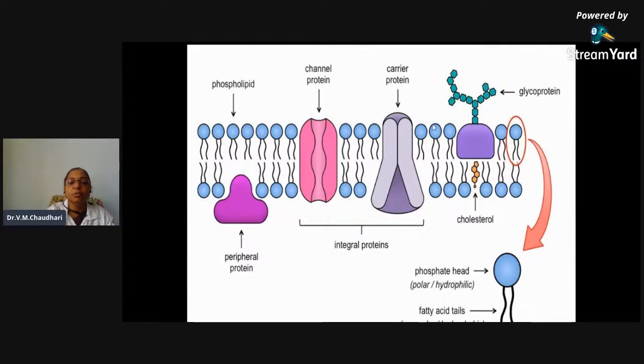Although the diagram shows some distance, actually in the membrane these are compactly arranged next to each other. They lie very close to each other, and there is no gap between these two polar head groups or presence of protein in this phospholipid layer.